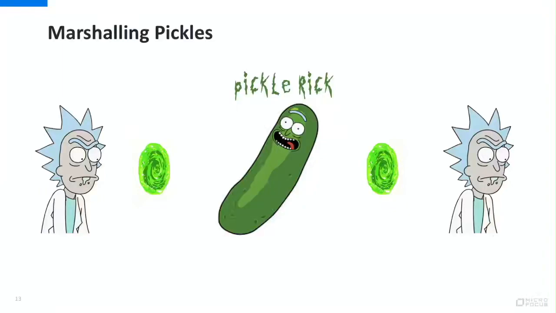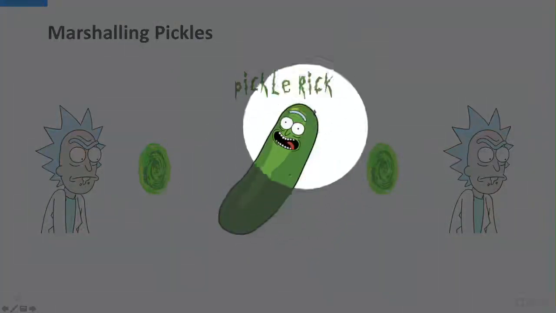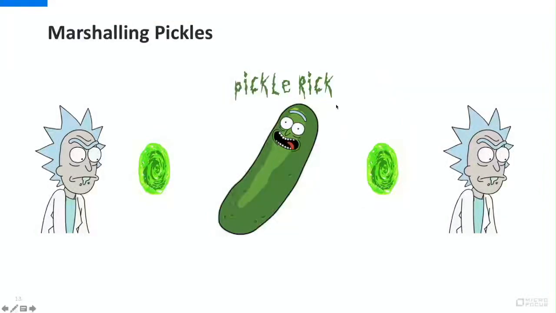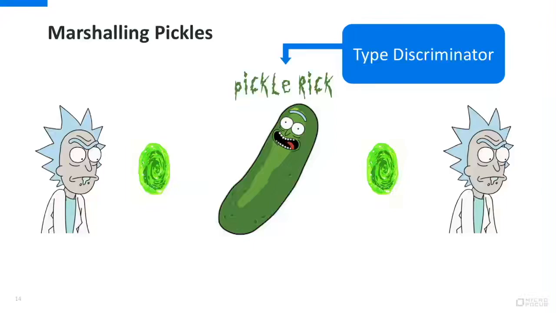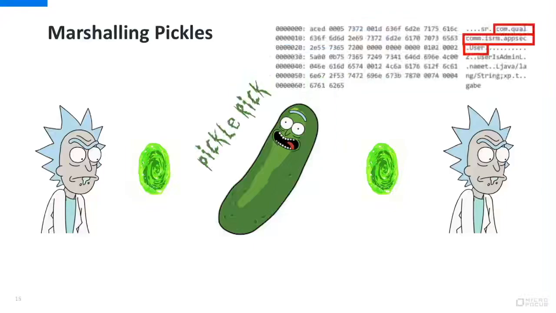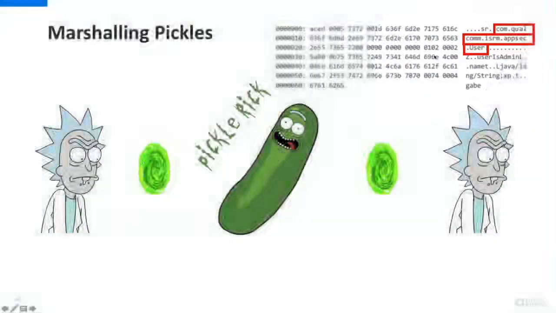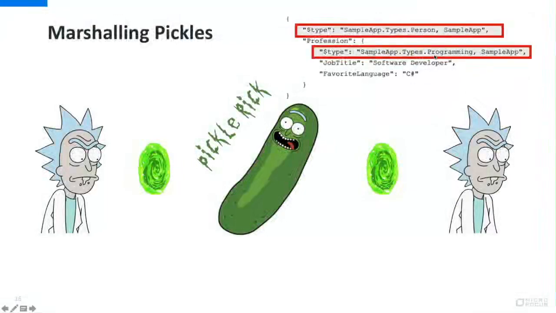But the issue I was referring to is that we're not sending just the pickle itself, but we're sending a pickle rig with the serialized data as well. So this is what is known as the type discriminator. And basically, if you're familiar with Java deserialization, even though it's a binary format, you will find class names or type names in the serialized data. Same thing with .NET, for example.